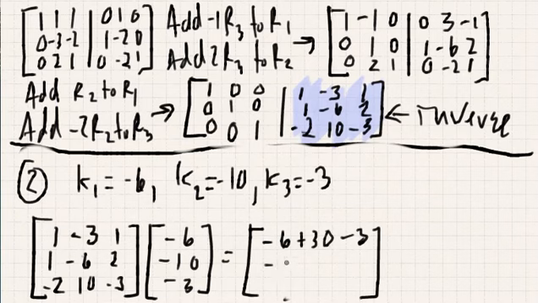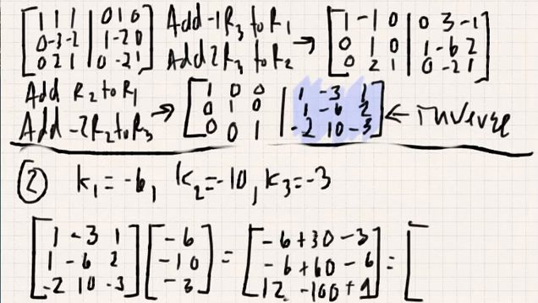1 times negative 6 is negative 6, negative 6 times negative 10 gives me plus 60, and 2 times negative 3 is also negative 6. Negative 2 times negative 6 is 12, 10 times negative 10 is minus 100, and minus 3 times minus 3 is plus 9. This works out to be 30 minus 6 is 24, minus 3 is 21, 60 minus 6 is 54, minus 6 is 48, and 12 plus 9 is 21, and 21 minus 100 is equal to negative 79. Let me just check my answer here.